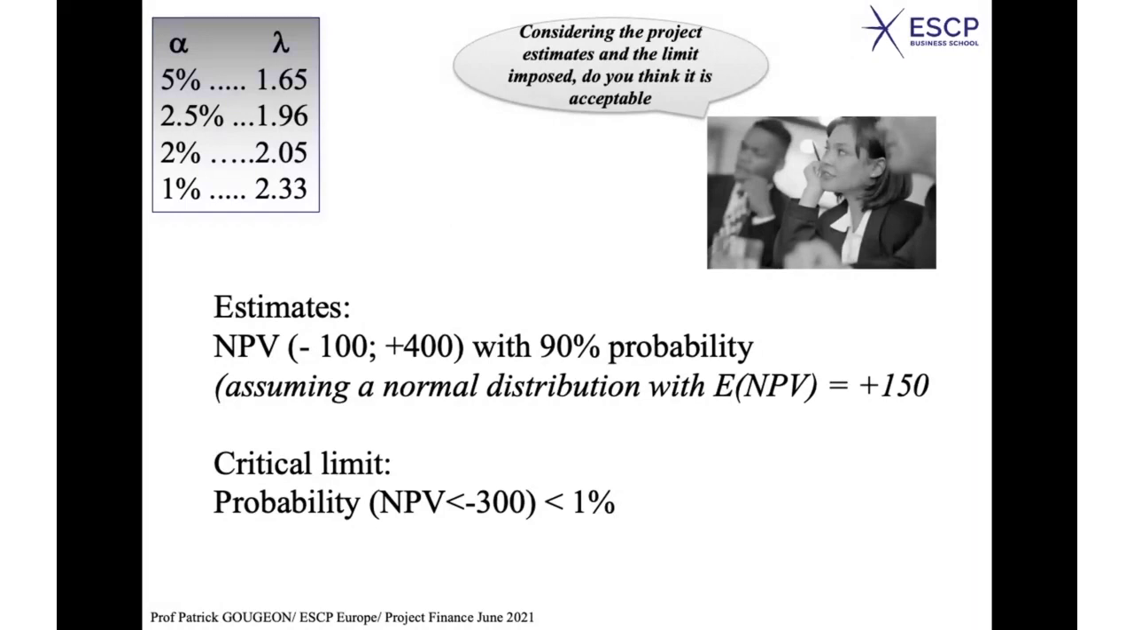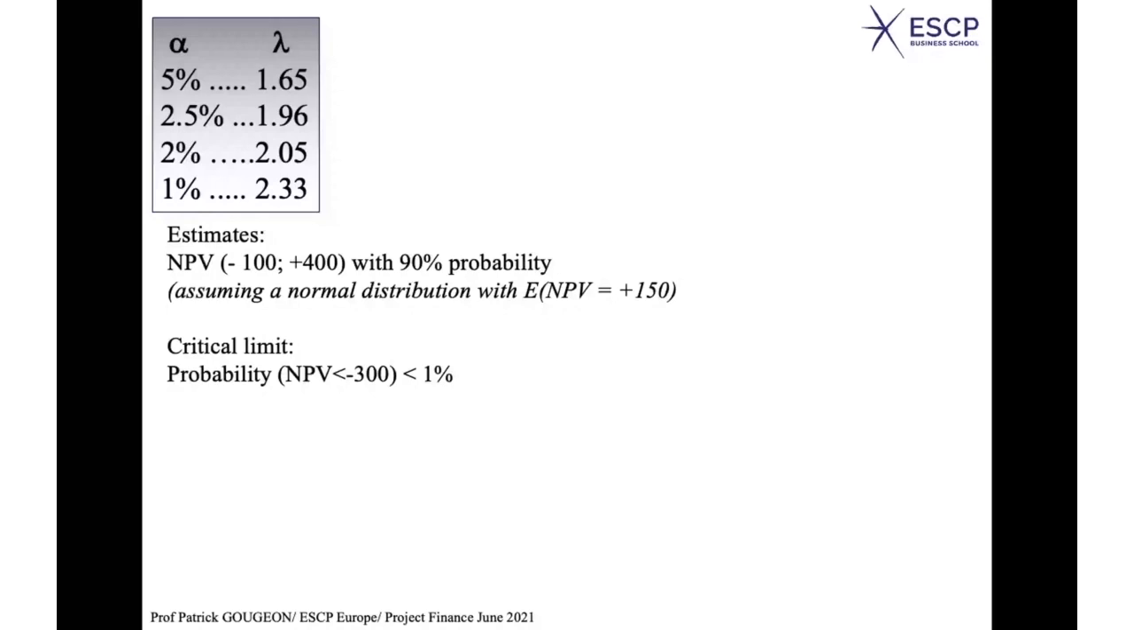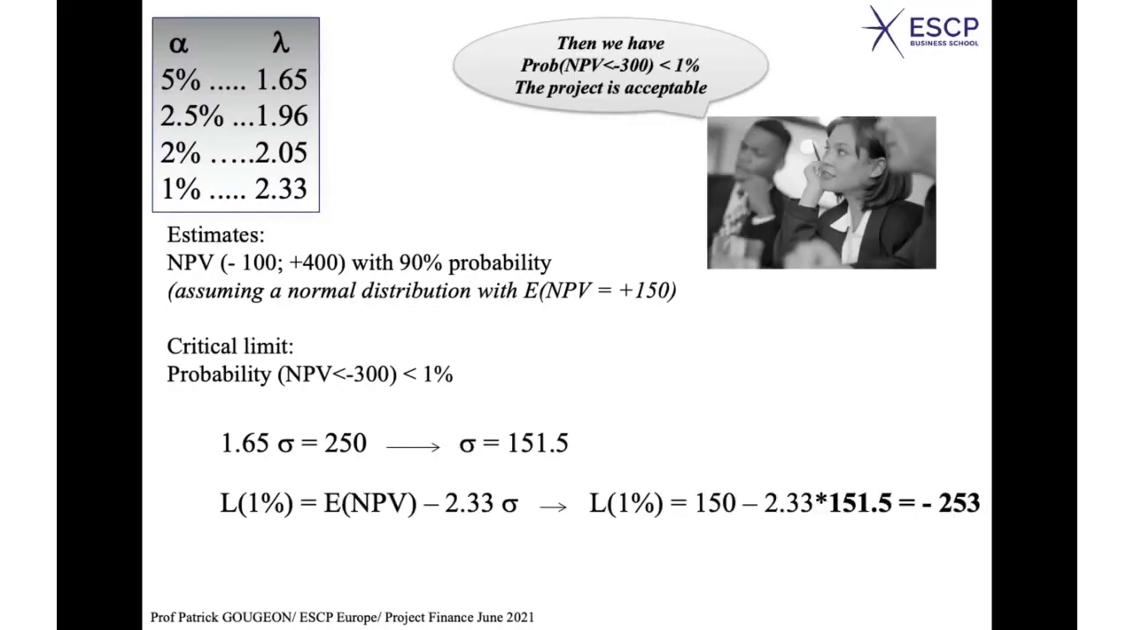Let's say that you don't want the probability of NPV lower than -300 to be higher than 1%. Is that acceptable? It's always the same story. You know, I'm not going to comment on this. It's exactly the same type of exercise, except that in this case, we are using the NPV. So I recommend that you look at this to see whether you follow me.